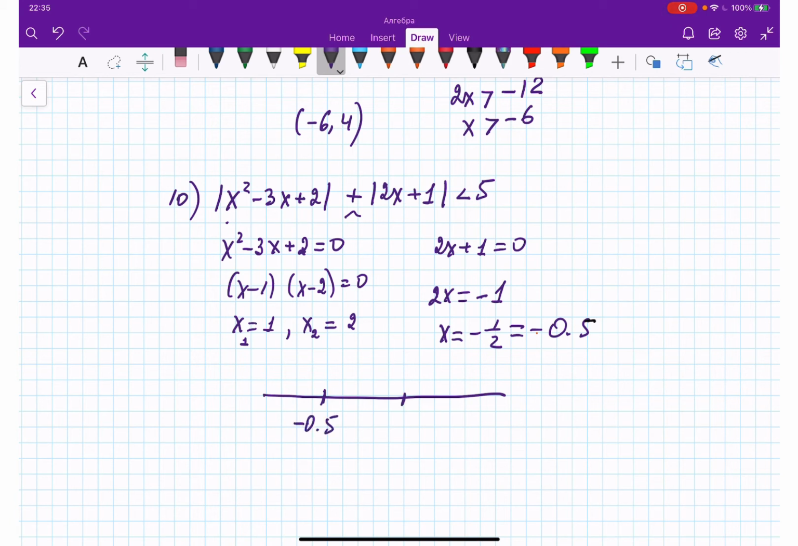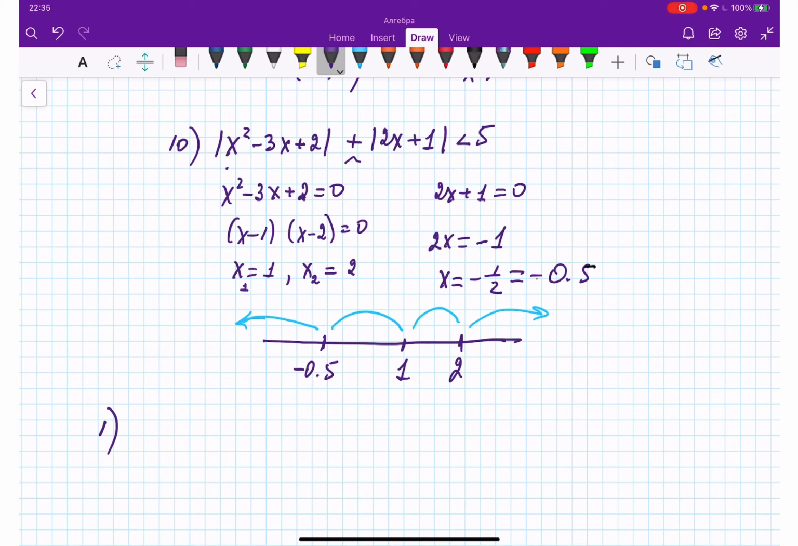This is going to be 1. This is going to be 2, right? And that's happening how many intervals? 1 interval less than -0.5. This second one between -0.5 and 1, between 1 and 2, and greater than 2, right? Breaking down into 4 intervals. So let's solve it.